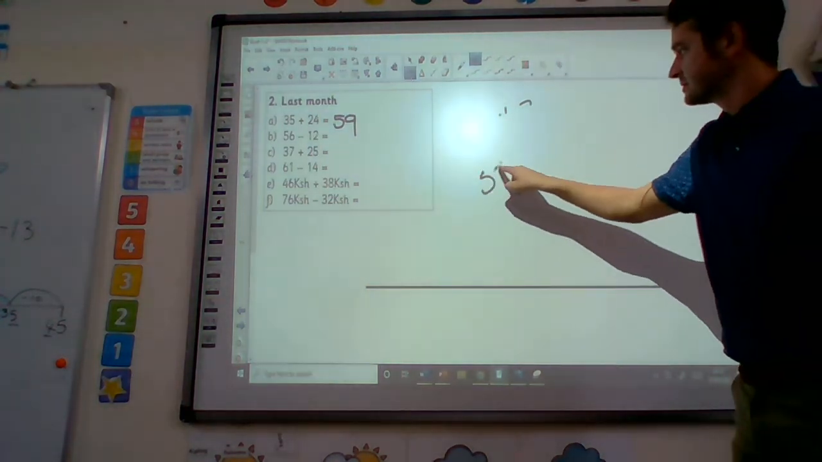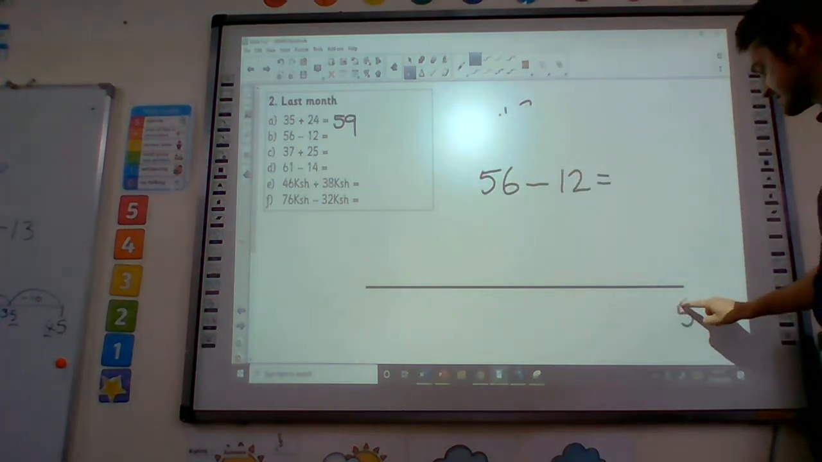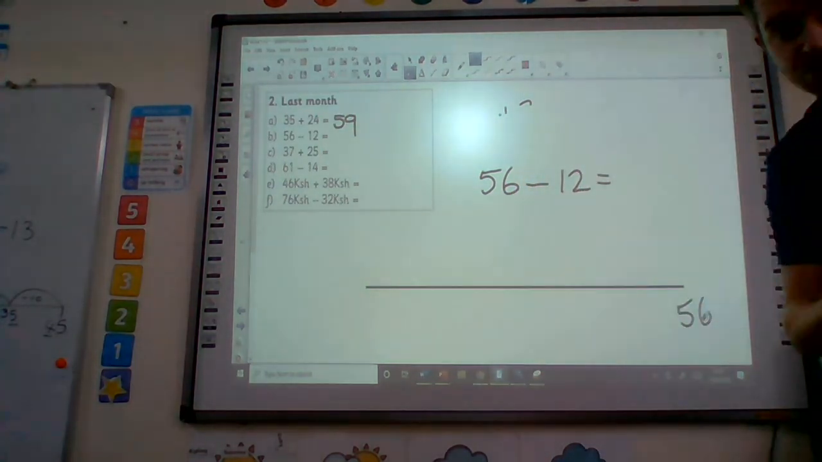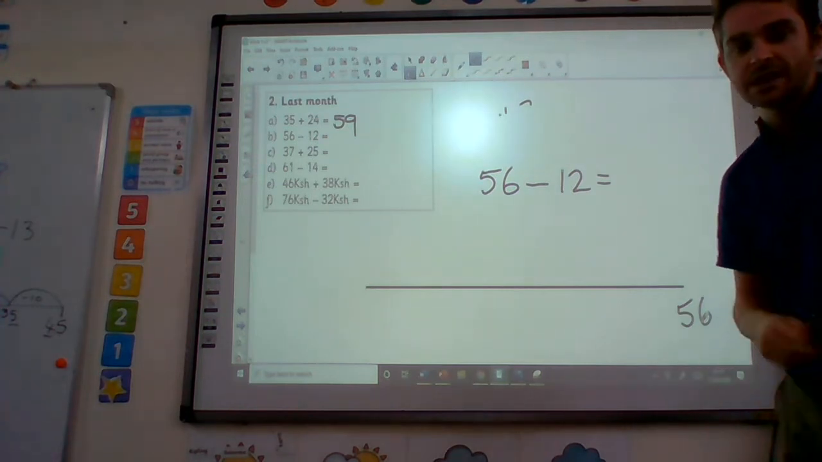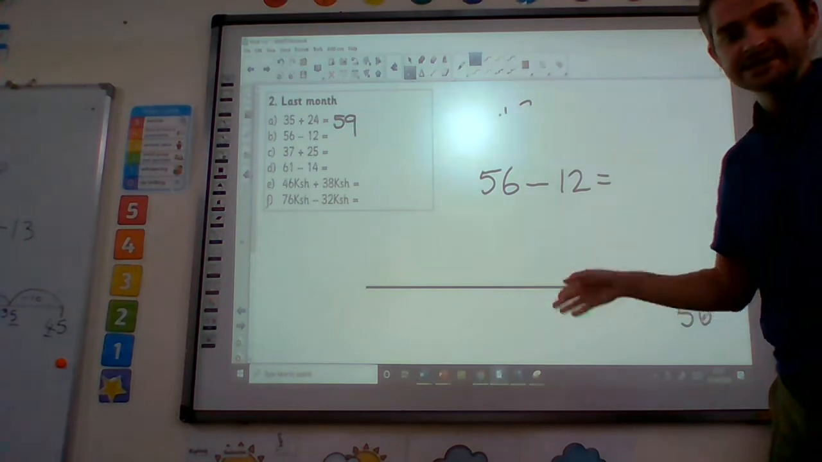56 take away 12. I'm going to give you a chance now to have a go at this independently. Everybody has shown that they can use number lines brilliantly. Pause the video, have a go, come back to see how I do it.